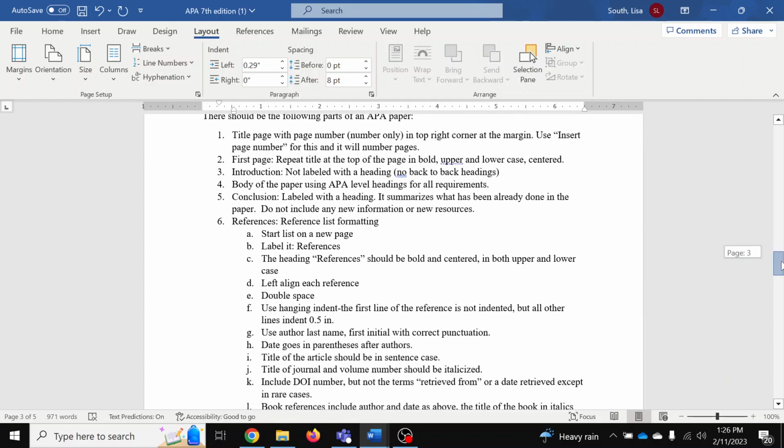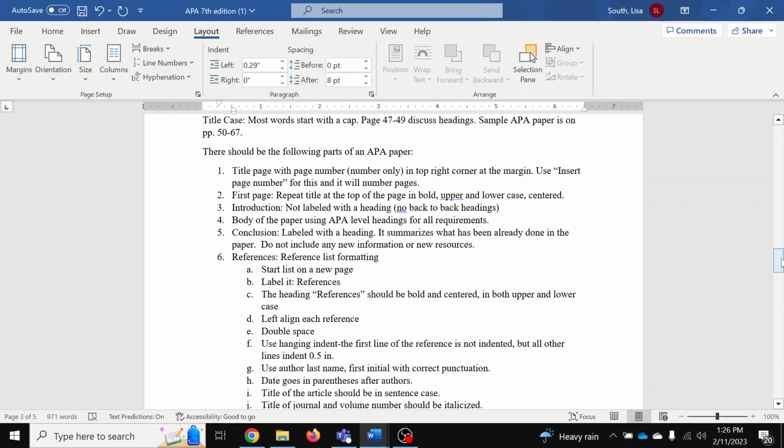All right. Following parts of the paper: the title page, page number. Use insert page number and it will number your pages. Put the title at the top of the next page. Okay, it's technically page 2 by number, but it's the first page of the body of your paper. And if you will repeat the title there and then the introduction, we don't label that with a heading. Put your introduction there.